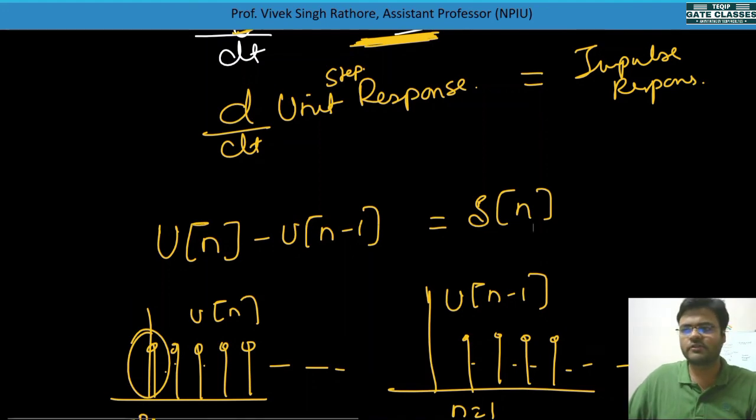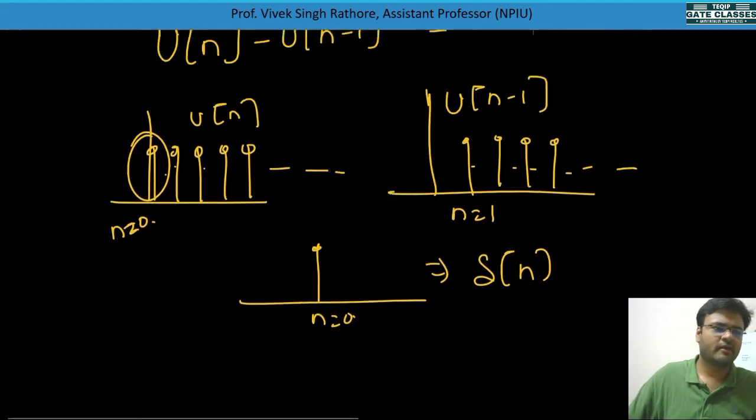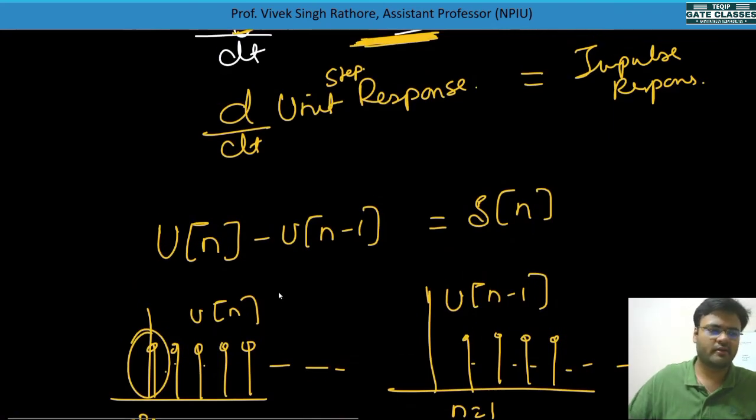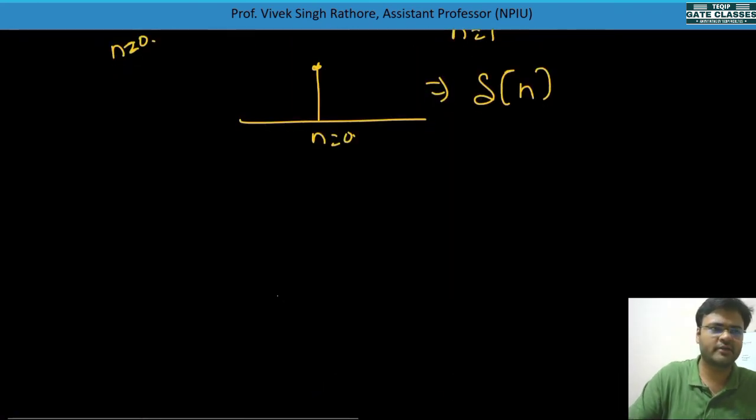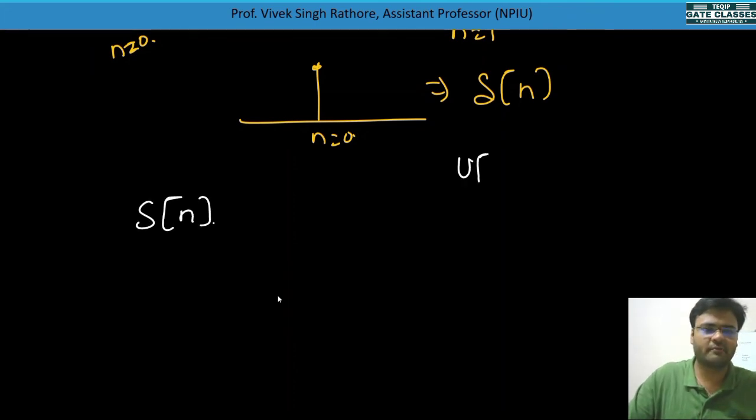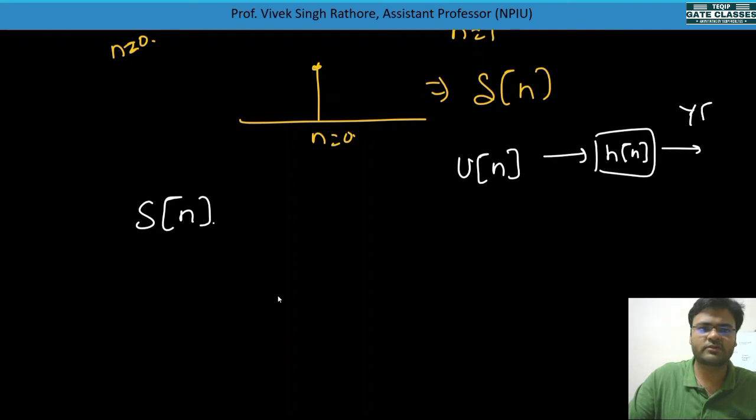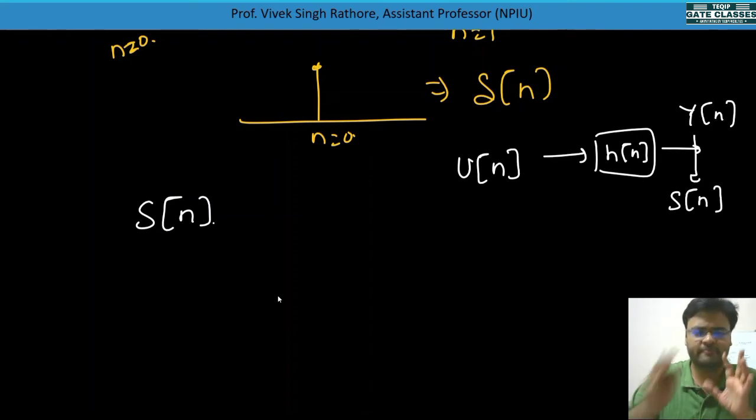Now, if we are giving input as u of n, we will get output as s of n. Whenever we are giving input u of n to a system, let's suppose h of n is given, whatever output is coming, you can name it s of n. So s of n is specific for the step only, like h of n is specific for delta n.